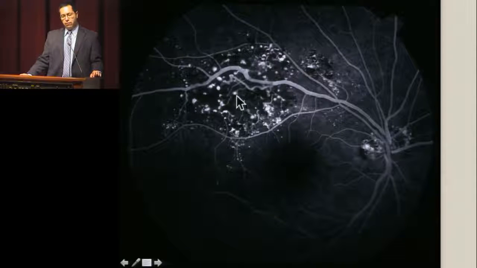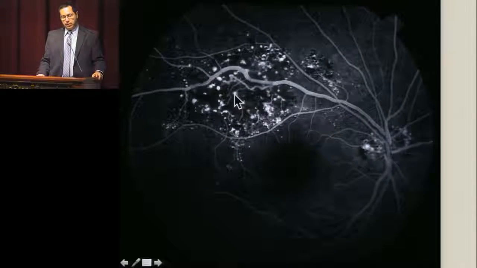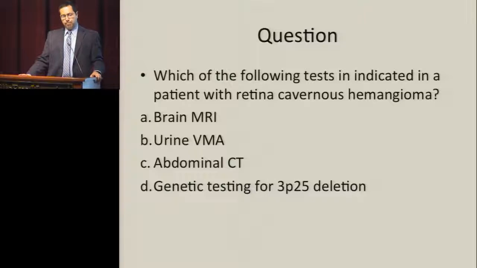If you look carefully, this is the fluorescein, and underneath is a little darker. This is where the blood, the erythrocytes are, and this is where the serum, the plasma, was, which is now filled with fluorescein. So the answer to this, I think, is very easy. Which of these is indicated in these patients? Brain MRI is, because this patient can have CNS tumors. All these, abdominal CT, urine VMA, and genetic testing for 3p25, are for VHL disease.